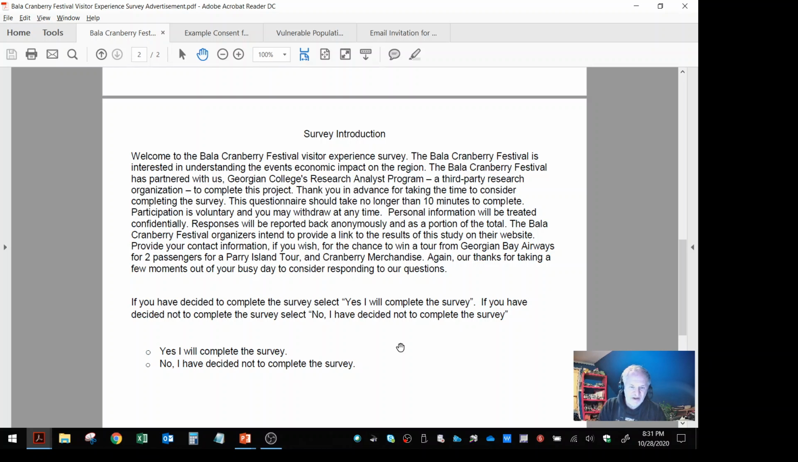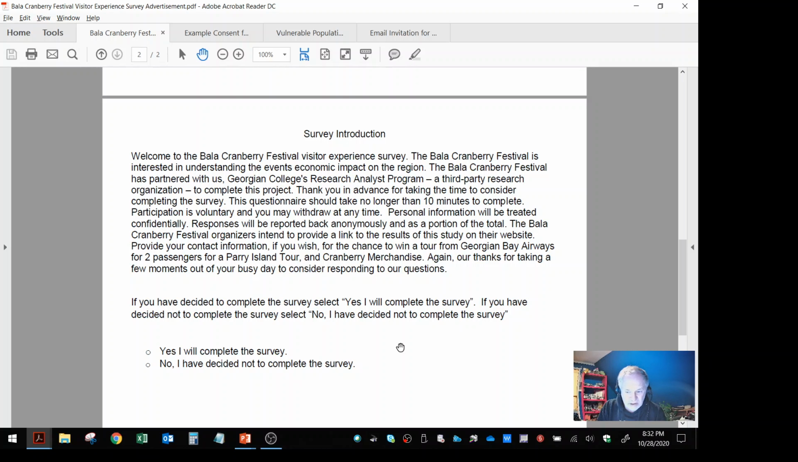So I'm covering all the elements of informed consent here, right? I'm saying who we are. I'm saying the purpose of the survey. Telling them how long the survey takes in terms of procedure. Their participation is completely voluntary, and they may withdraw at any time. Any personal information will be treated confidentially. Responses will be reported back anonymously and as a portion of the total, so no individual data.